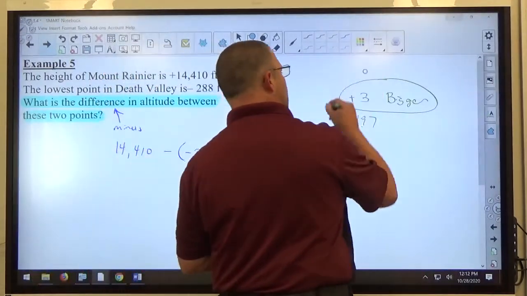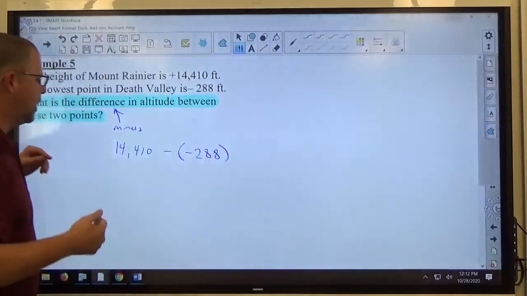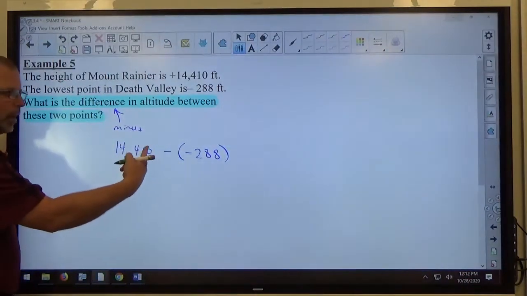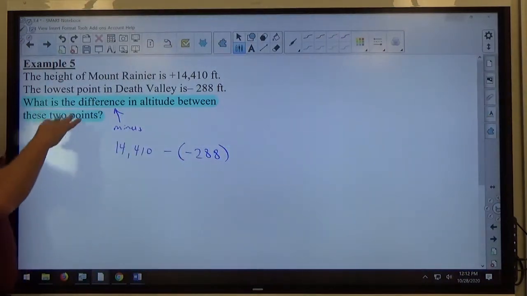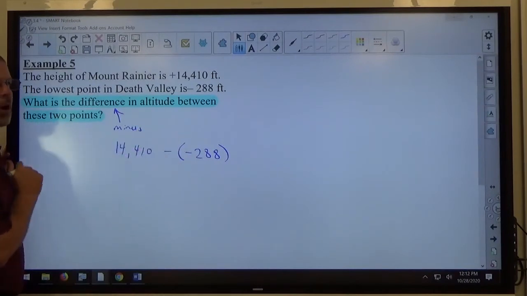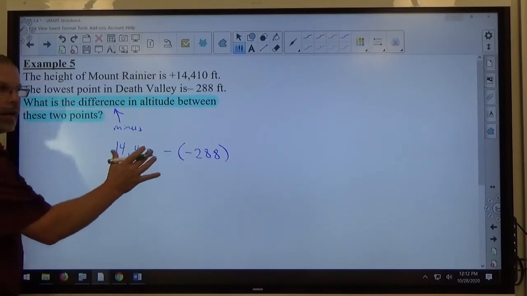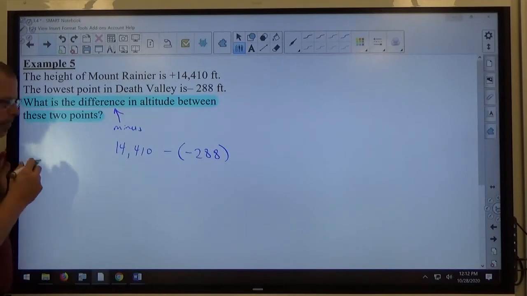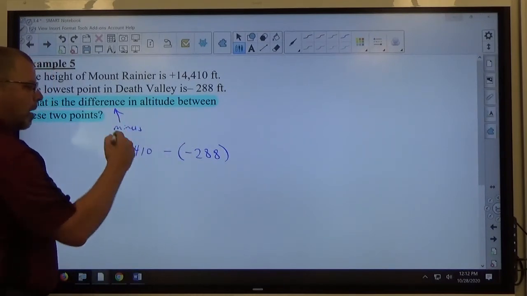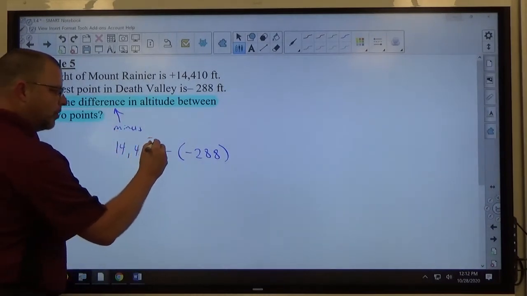All right? So again, if I'm looking for a difference, I typically take the positive number and subtract the negative number. If they're both positive, I take the bigger positive minus the smaller positive. If they're both negative, I take the bigger negative minus the smaller negative. All right? Now I've created out of this problem the same structure we had in the first 4 examples.